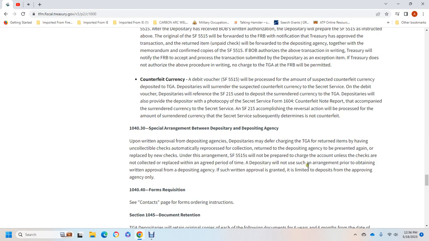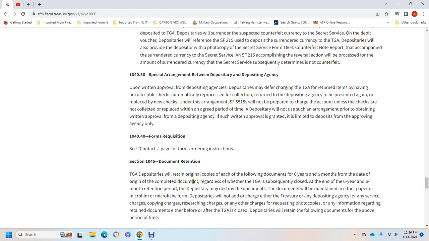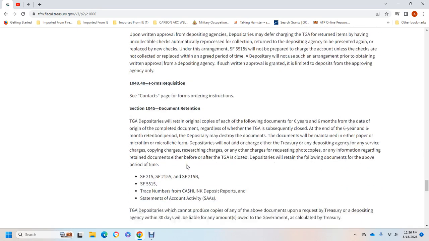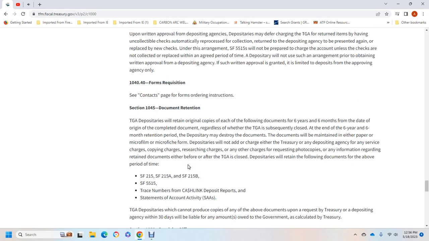The depositor will not use such agreement prior to obtaining written approval of the depository agent. If such written approval is granted, it is limited to the deposit approving the agency only. Form requisition, see context page ordering instruction 1044-5, document retention.